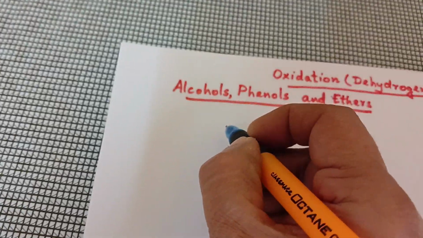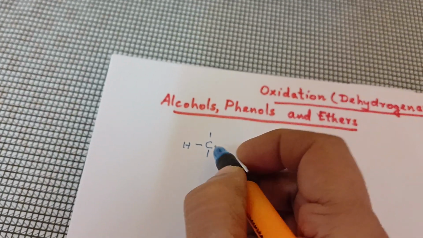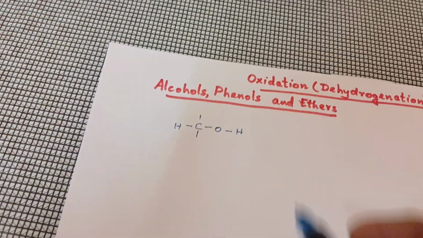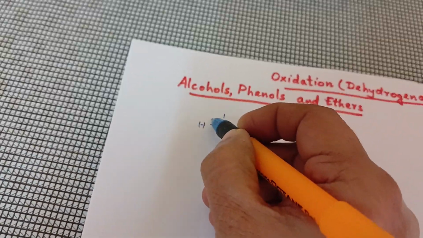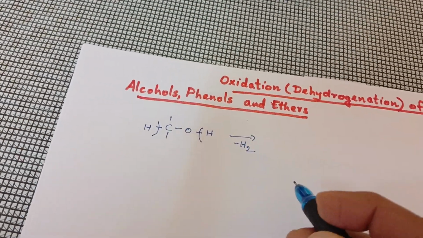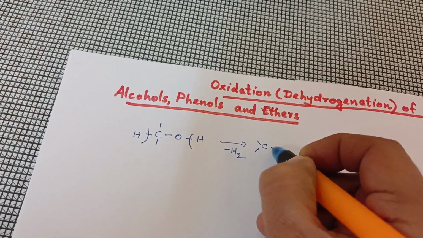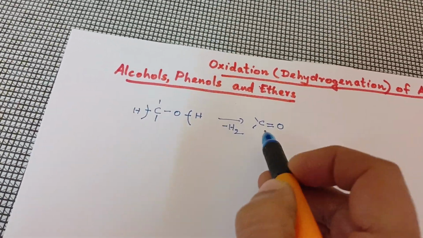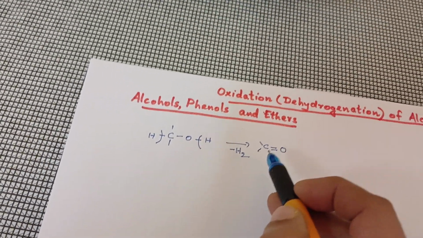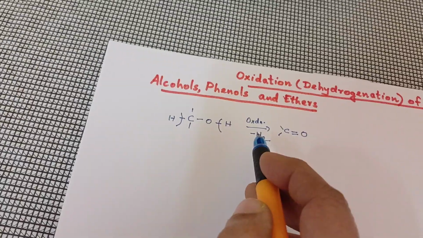Let us just look at it. Say you have carbon here, hydrogen. Then you have the oxygen, hydrogen. So this bond is broken, this bond is broken, and H2 is removed. And what you are left with are carbon and oxygen, carbon having a double bond with oxygen. So this is what happens in oxidation reaction of alcohol.